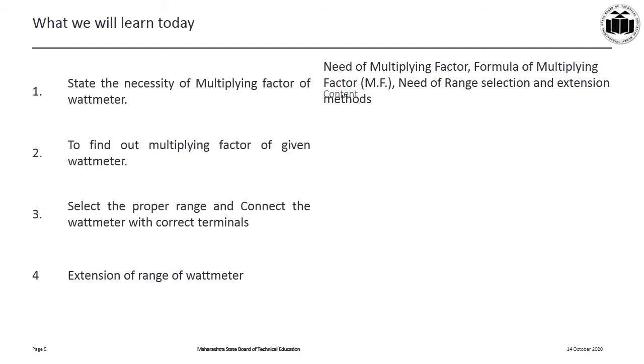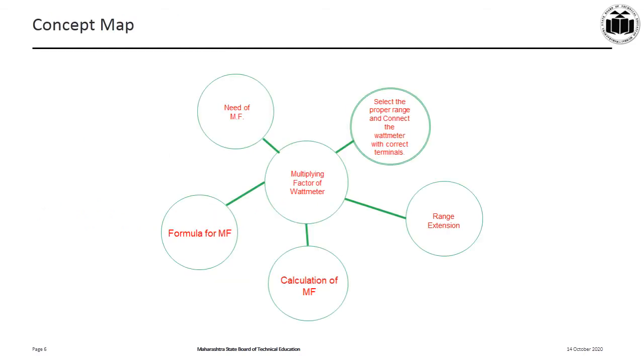What will we learn today? We will learn the necessity of multiplying factor of wattmeter, to find the multiplying factor of a given wattmeter, to select a proper range and connect the wattmeter with correct terminals, and extension of range of wattmeter. The key takeaways are need of multiplying factor, formula for multiplying factor, need of range selection and range extension method. Please pause the presentation and go through the concept map.